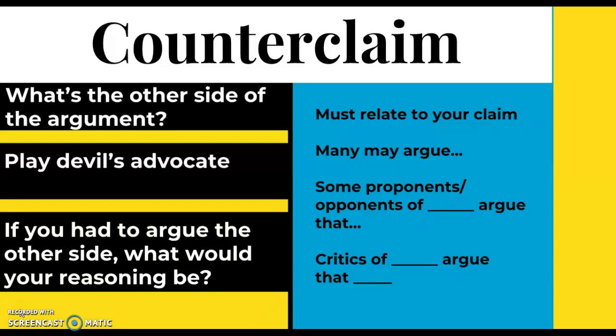Here you want to play devil's advocate. So if you had to argue the other side, what would your reasoning be? You have to, again, relate this to your claim. Don't just come up with a totally different reason why other people might argue the pipeline should be built. You have to tie it to what you claimed. So I need to tie it to that it should not be built because of this, this, and this. An easy sentence starter is, many may argue. Some proponents or opponents of blank argue that blank, or critics of blank argue that blank.